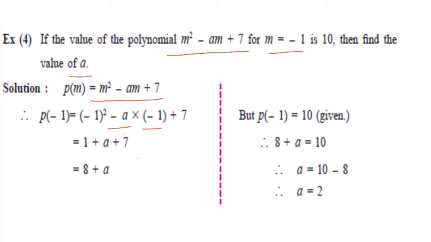But p(minus 1) is given, p(minus 1) is 10. Therefore, 8 plus a is the value of p(minus 1), and here the value of p(minus 1) is given as 10. Therefore 8 plus a is equal to 10. Therefore a is equal to 10 minus 8, means a is equal to 2.